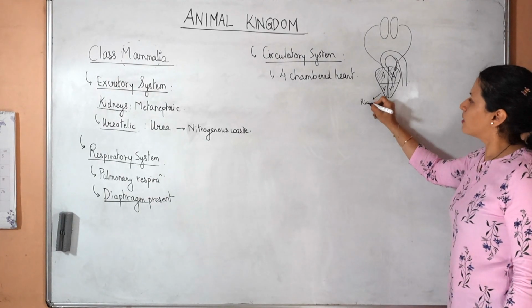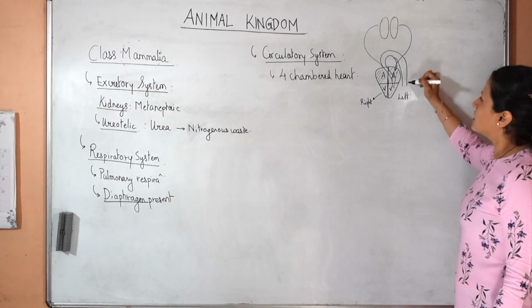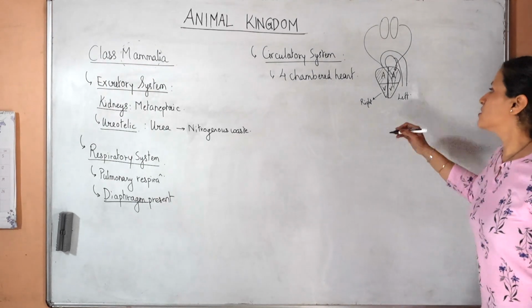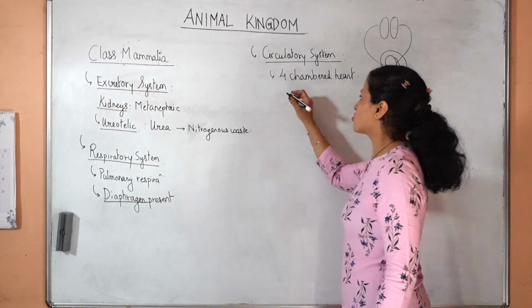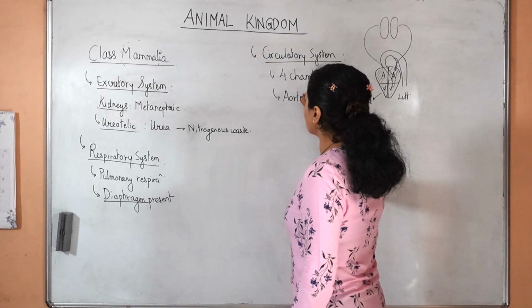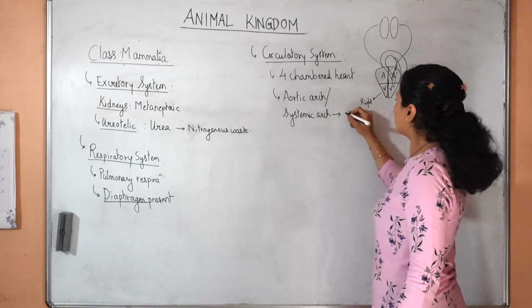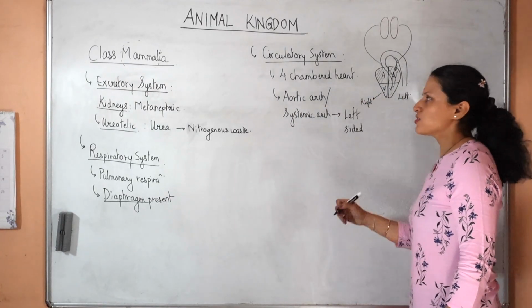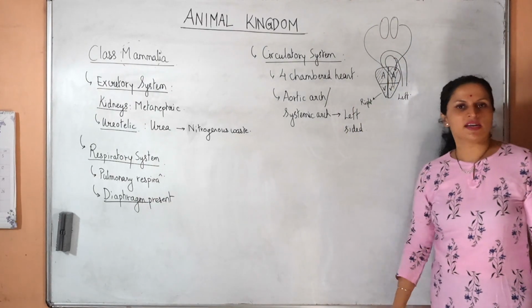This is the right side, by the way, and this is the left side. So the arch that is produced, if you can see, it's towards the left side. So this is called the left systemic arch or the left aortic arch. The aortic arch, which is also called the systemic arch, is left-sided. In case of the birds, it was a right-sided arch. In case of mammals, it is a left-sided arch.